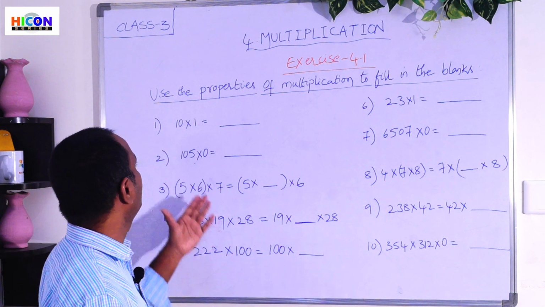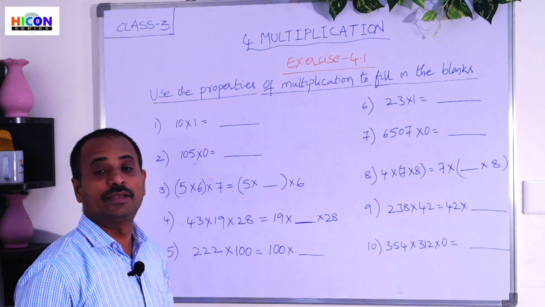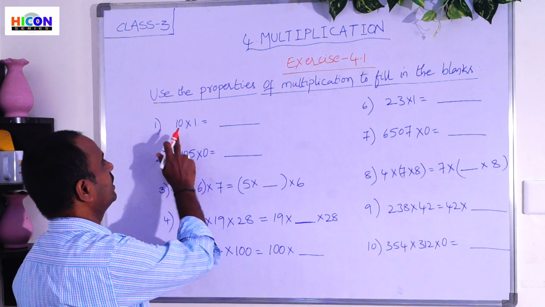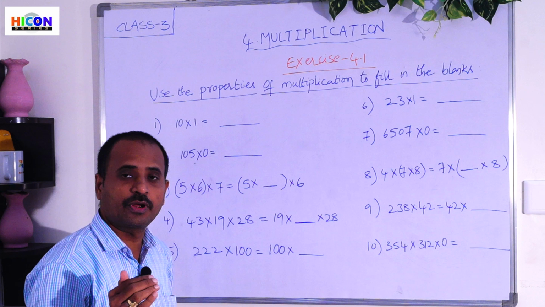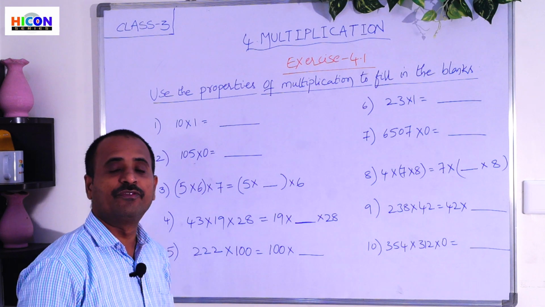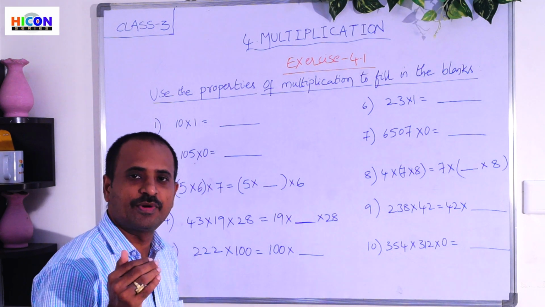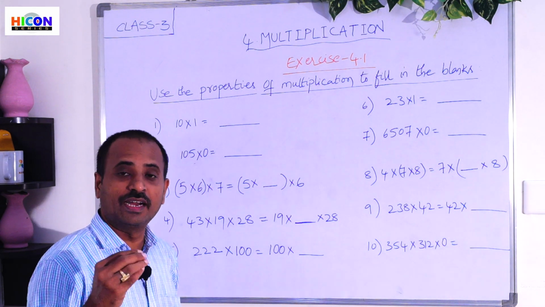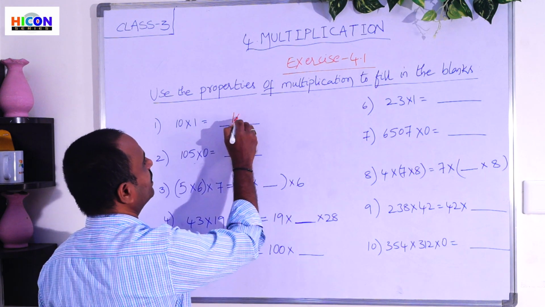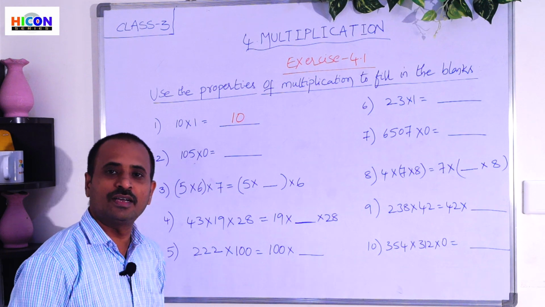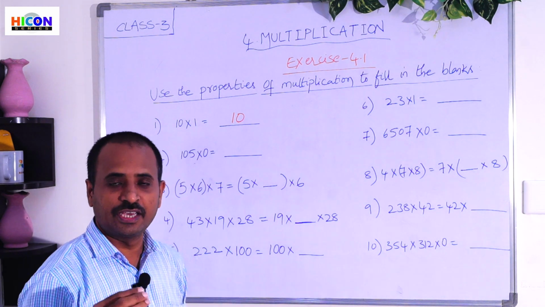Let us see the first blank, 10 into 1. Here 10 is the number and 10 is multiplied by 1. According to properties of multiplication, if any number is multiplied with 1, then we will get the same number. So 10 into 1, again we will get 10.